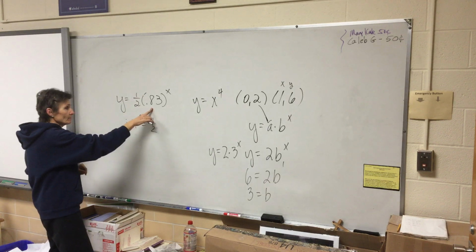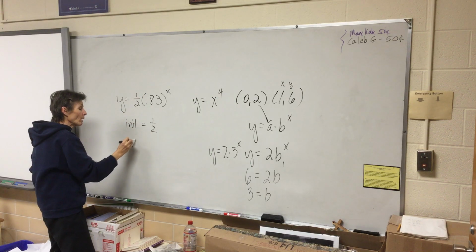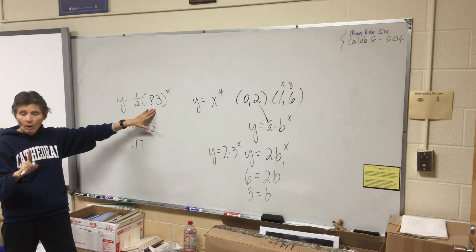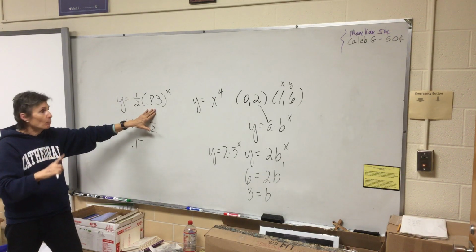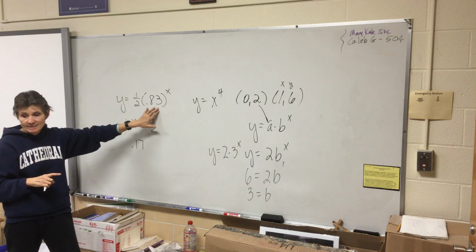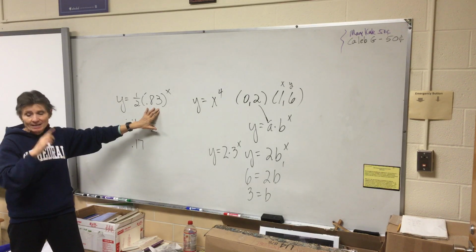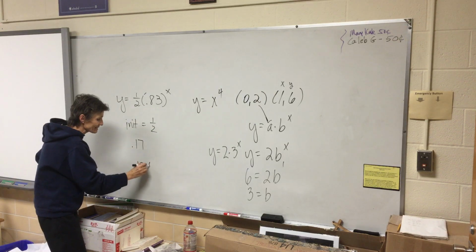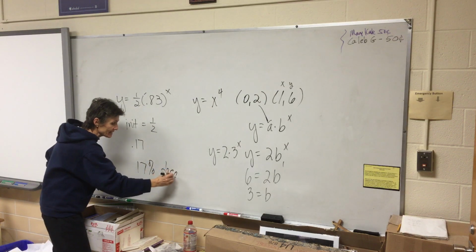This number is 0.17 away from 1. 1 is the key. 1 is like your starting point. This is 0.17 less than 1, so this represents 17% decay.